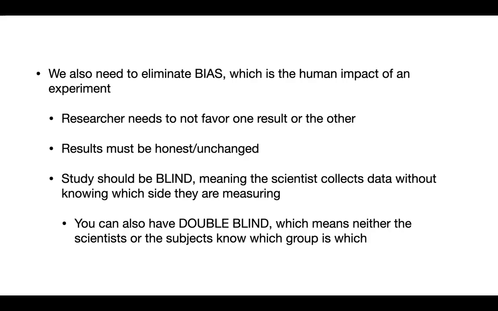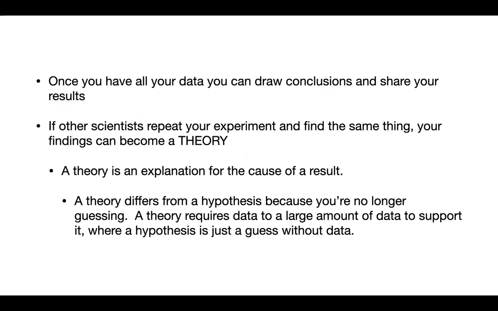Also, you can have what's called a double blind study. That's even better. That's where neither the group that's doing the test, meaning the scientists, nor the subjects, the ones that are being experimented on, knows which one they're getting. So that's called a double blind study. Those are even better. Once you have all your data, you can draw conclusions and share your results.